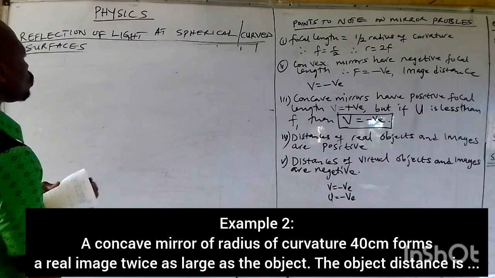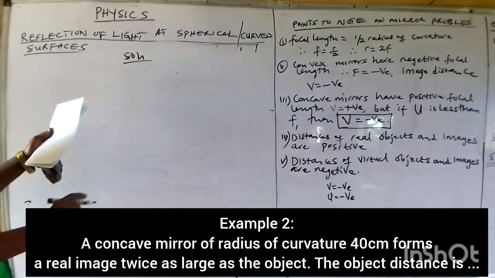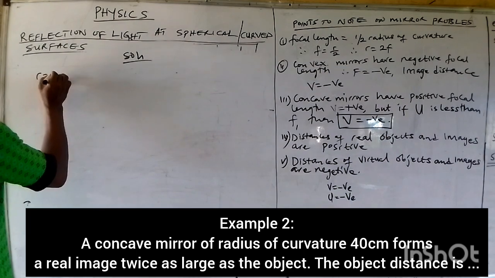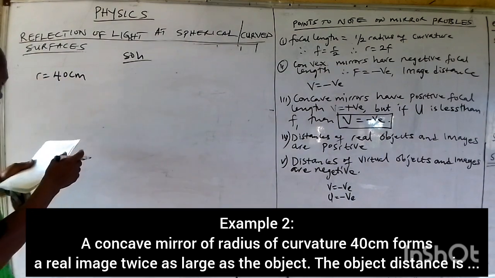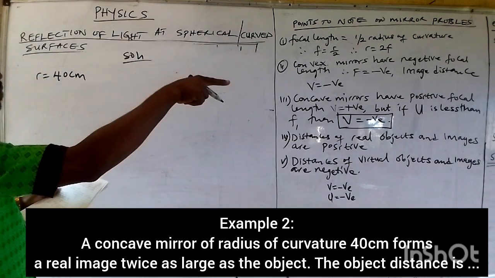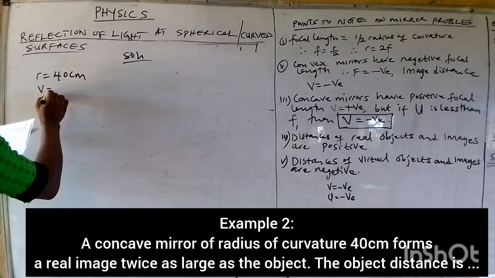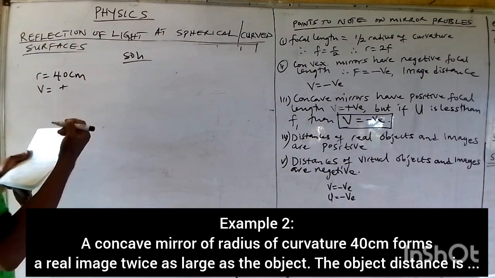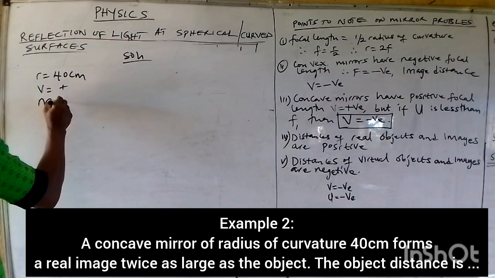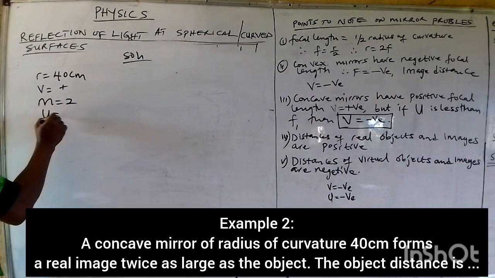Now we have the solution. From the question, they said a concave mirror of radius of curvature 40 centimeter. The radius of curvature here is 40 cm. It forms a real image, and of course when you hear real image, V should give you positive. The real image V is positive. They said here the image is twice as large as the object. Twice as large as, that is magnification. That means magnification is 2. The object distance is what we are looking for.